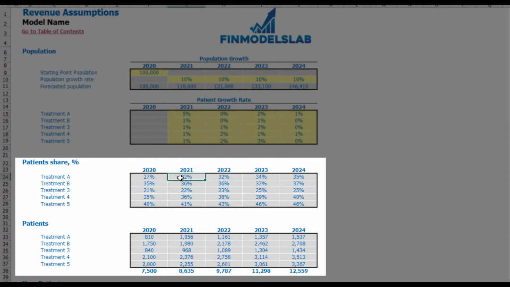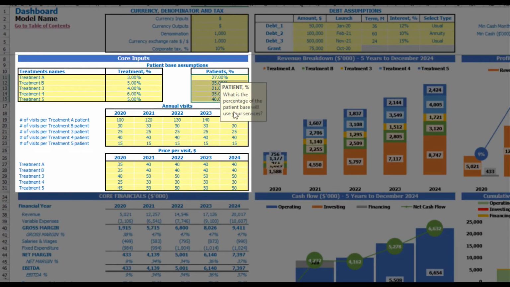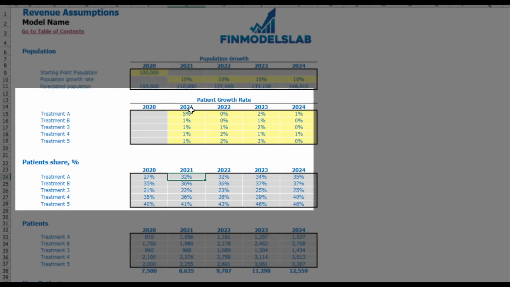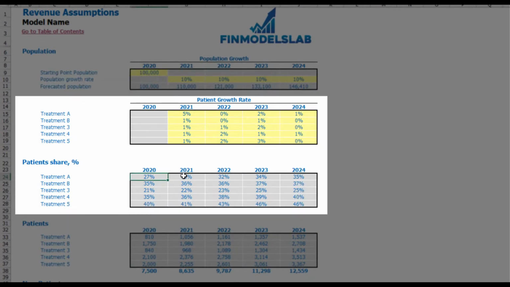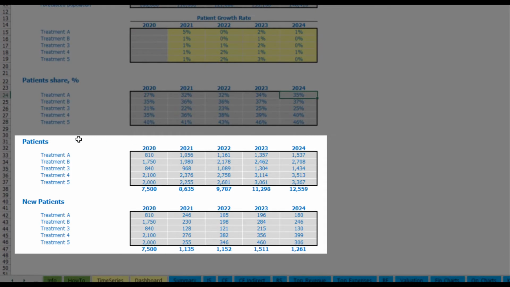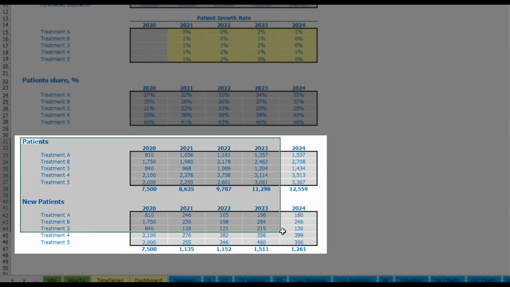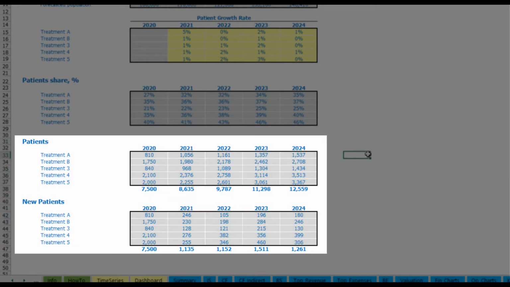So you may see the calculation of patient share depending on the amount which you input on the dashboard in here, and patient's growth rate here. So 27% was the starting point plus 5%, and in the next year you will have 32% for treatment A, etc. So based on all these assumptions on the revenue tab and dashboard tab, you have the calculation of patients and new patients by years and by treatments with some total amounts.